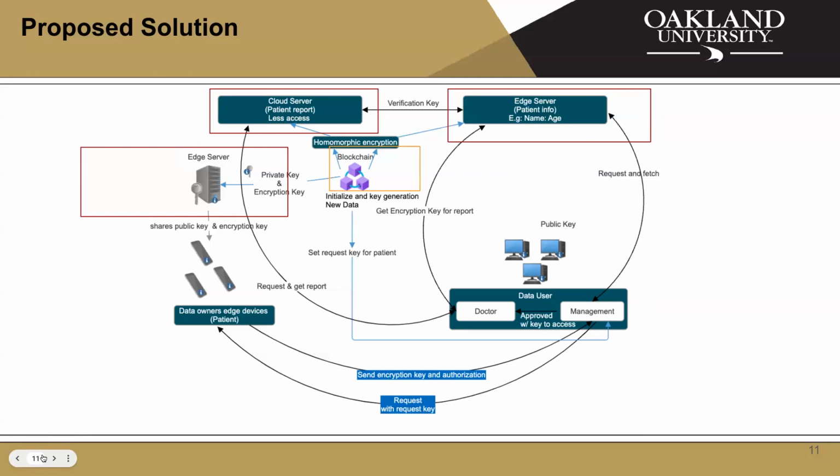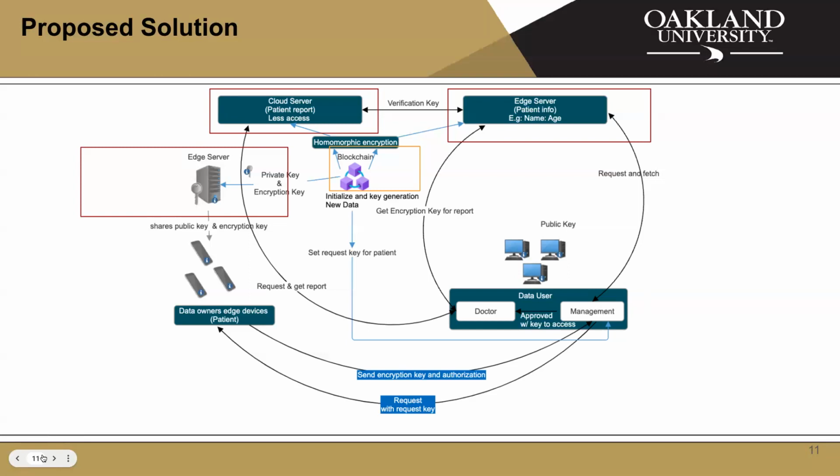For the blockchain, the blockchain component of the system is initiated with the hashing of the prescription and report, which is then recorded on the blockchain to ensure data integrity and immutability. Key management is integral to that part, with the blockchain handling the initialization and generation of keys for new data. This likely includes both encryption keys for securing the data and verification keys for later authentication.